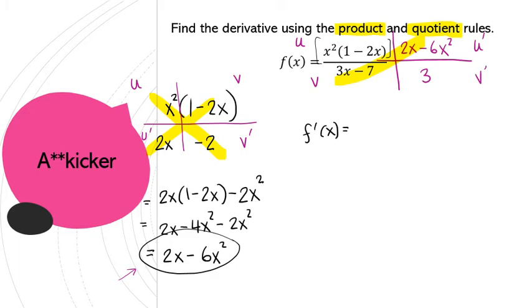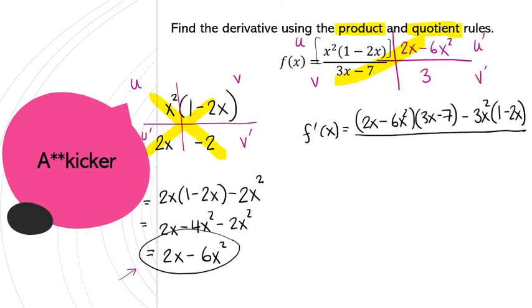f prime of x. Okay, we are going to have to multiply 2x minus 6x squared by v, 3x minus 7, and we're going to have to subtract 3x squared, 1 minus 2x. And I like that now we're going to do the same distribution that we probably could have done at the start. And all of that will still be over 3x minus 7. So here we go.